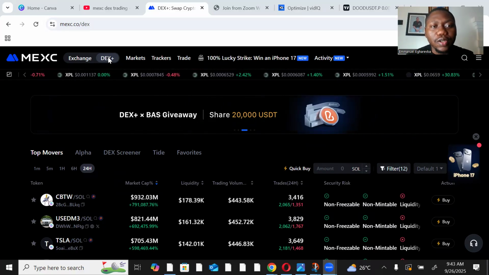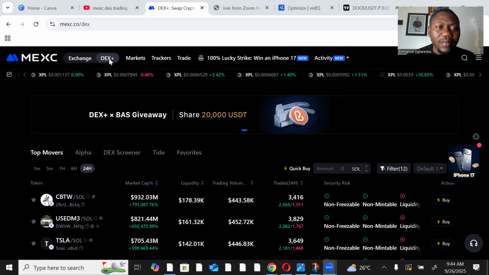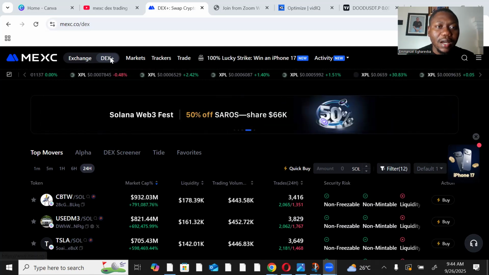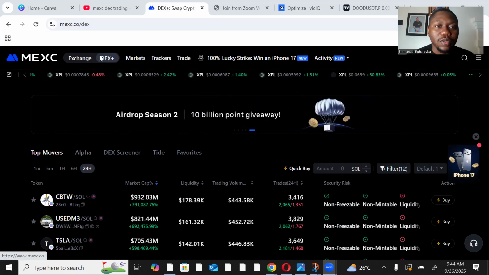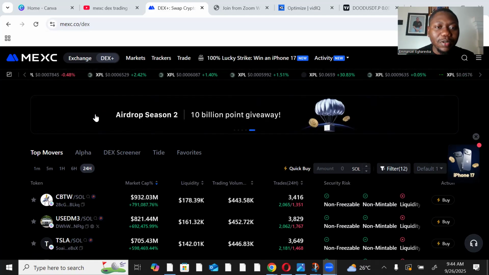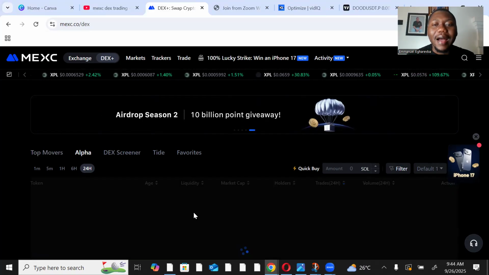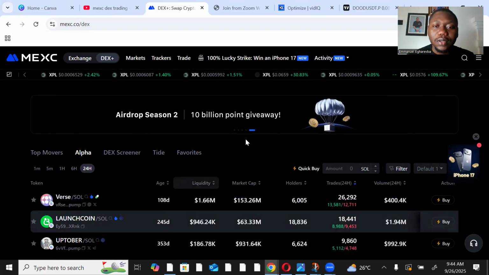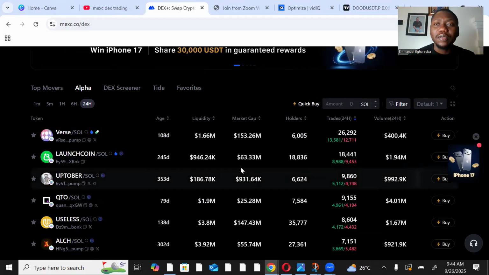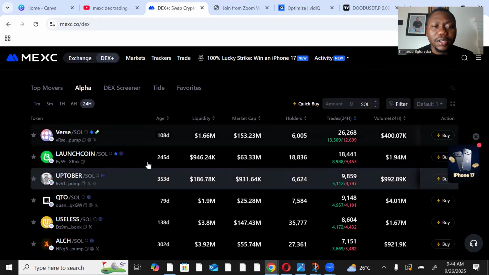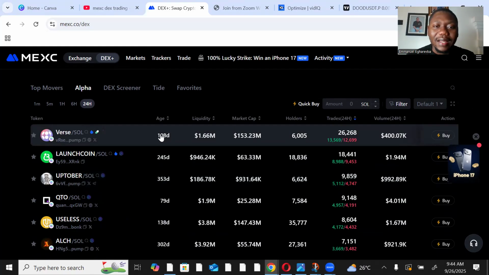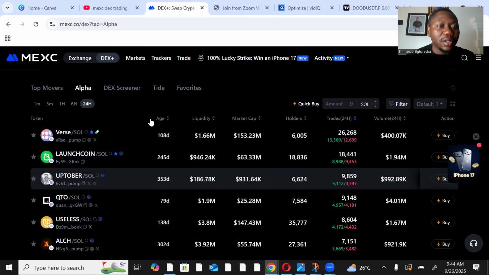Now, the first thing you need to do is come over to DEX Plus, right? Move from exchange and come over to DEX Plus. Just follow my mouse cursor. Click on DEX Plus. It's going to bring you right here. Now, the next thing you want to do is come here and click on Alpha. Alpha are tokens that have the potential, they have a very, very good utility, basically. So they have the potential to skyrocket and actually make you a lot of money.